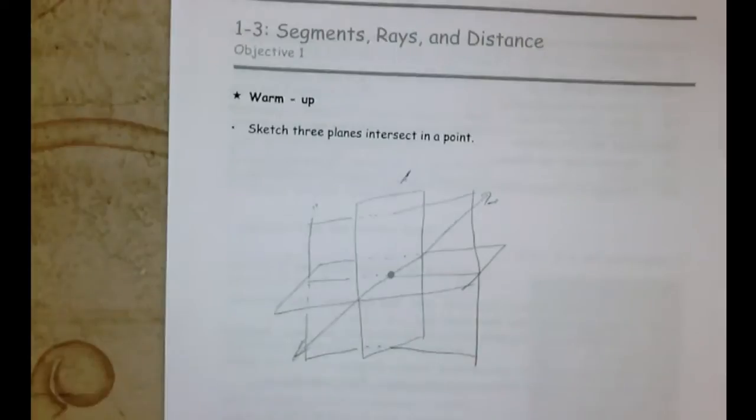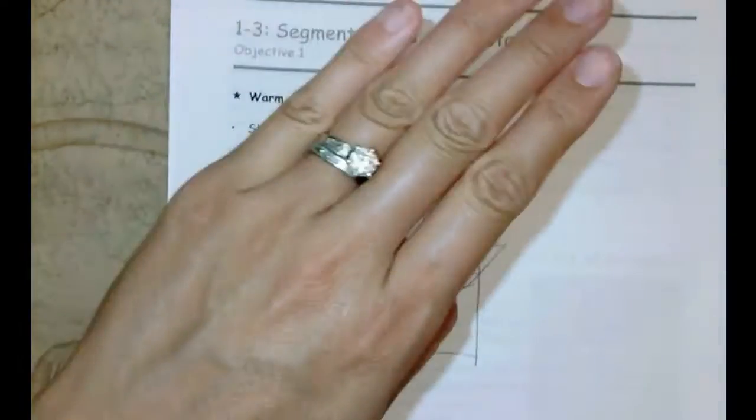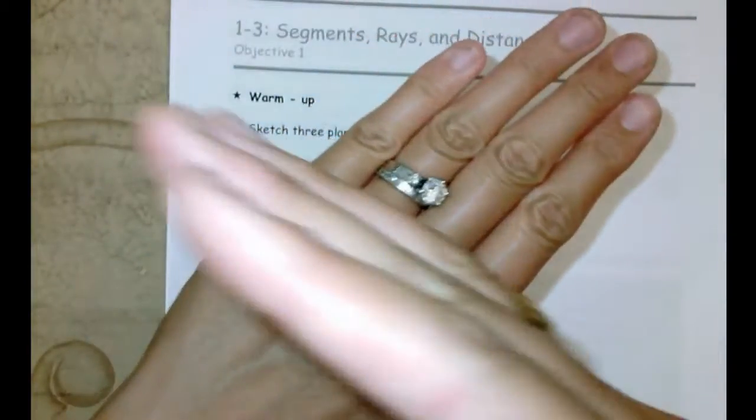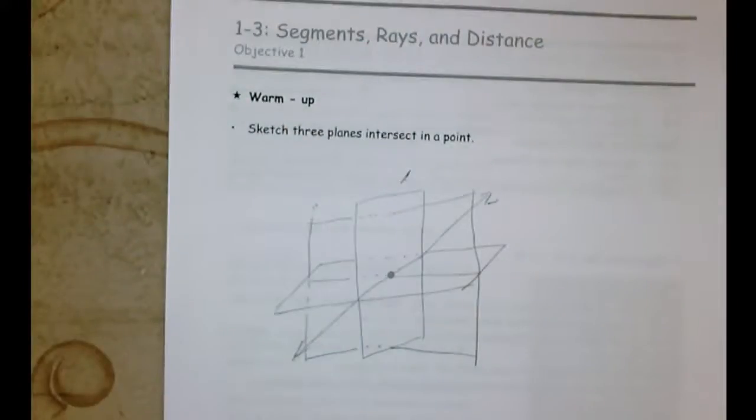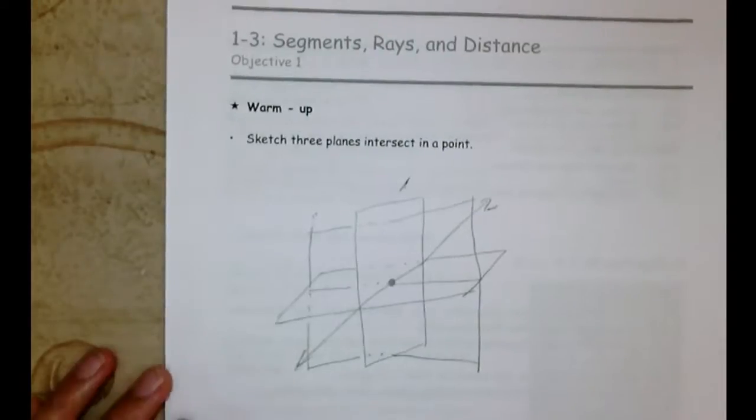You see it? So there are 2 planes, one going like this and another one going like this, and then the third one is going down like this. So the intersection is a point. Okay, all right, let's start the section.